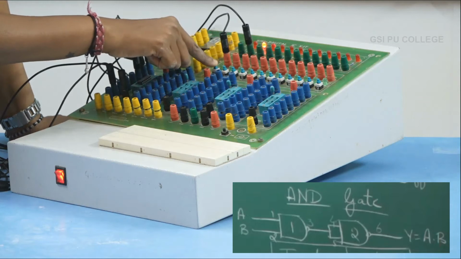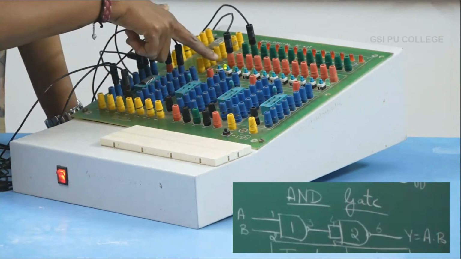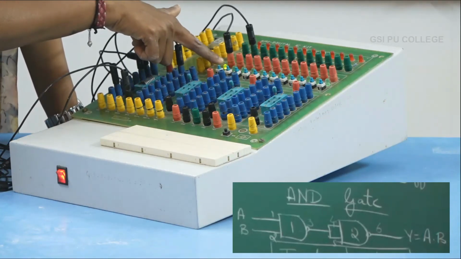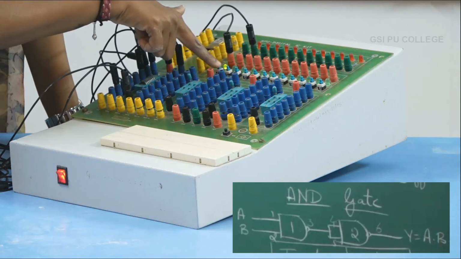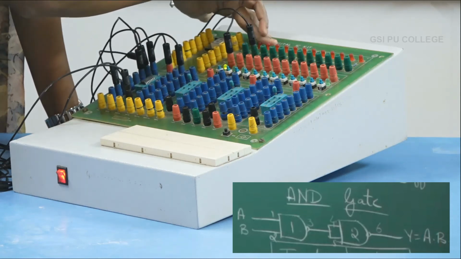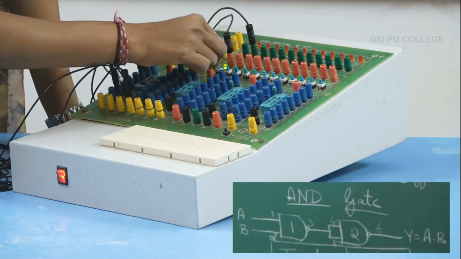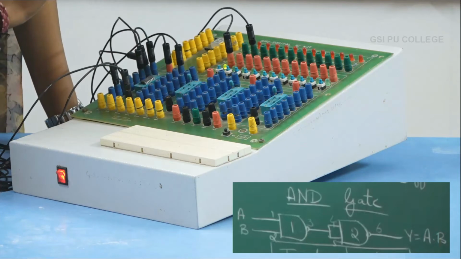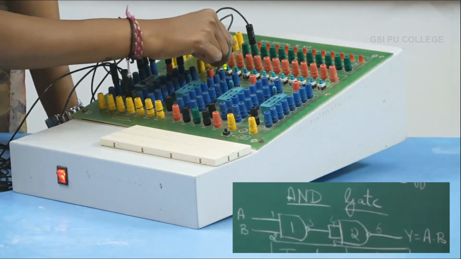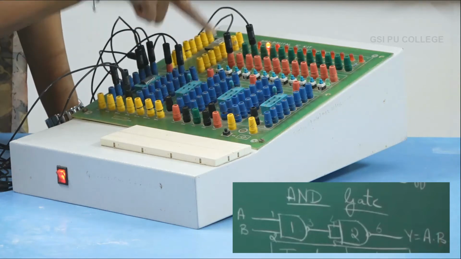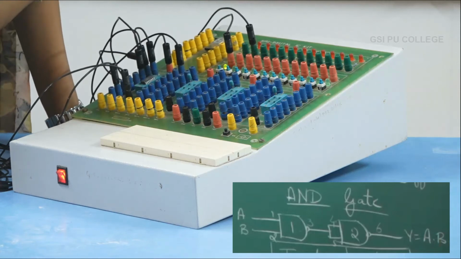Now let me check by applying the input. Whenever you apply the input, the LED in front of the push button will be turned on. So the input value is equal to 1, but now the LED has turned off, so the output is equal to 0. So we have successfully constructed a NOT gate using NAND only, where for the input 0, the output is equal to 1, and for the input 1, the output is equal to 0.